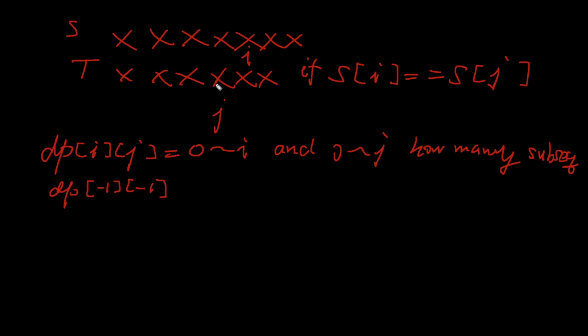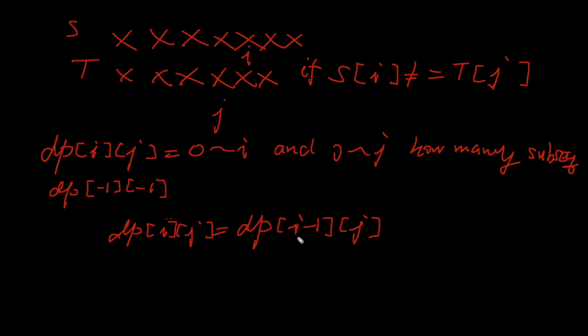And then let's look at the different scenarios here. Let's look at when S[I] does not equal T[J]. If they're not the same, then we only have one option, which is DP[I][J] equals DP of what? DP[I-1][J].